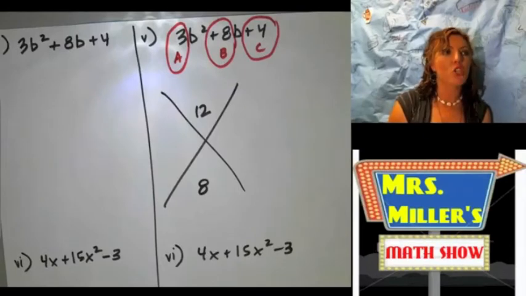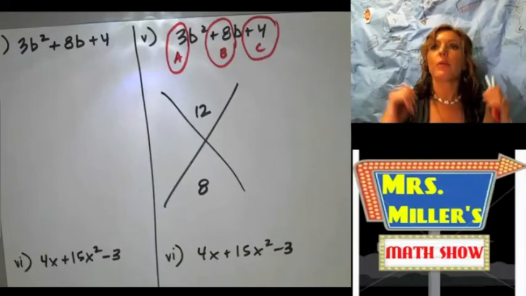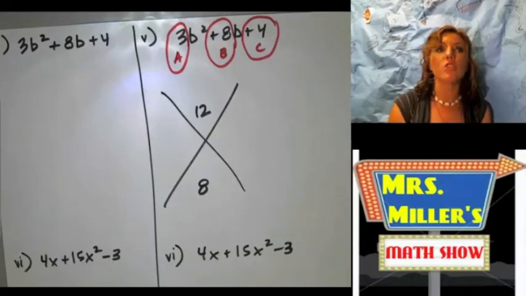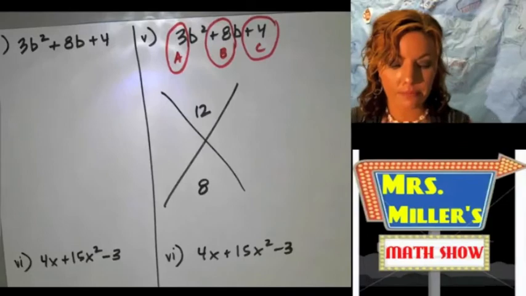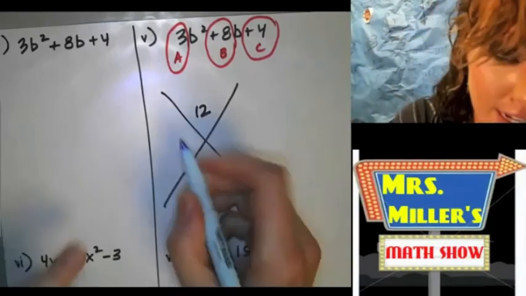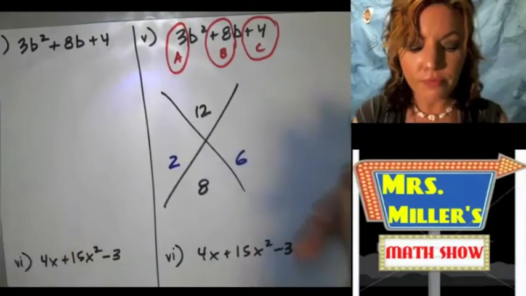Raise your hand when you can think of two numbers that multiply to 12 that also add up to 8. Fortunately, these are small numbers, so I'm not doing too many here. I can think of a few pairs there that also add up to 8. Let's see, Deanna. 2 and 6. Everybody give it up for Deanna.